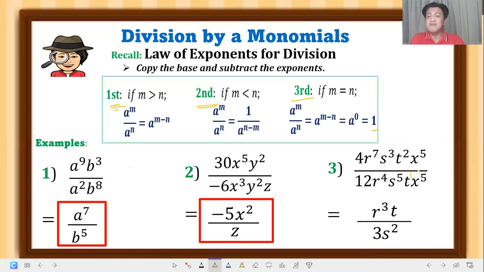If we notice, the base x is the same, and the exponent is still the same. Let's apply the third condition. That means 5 minus 5 is 0, right? What is the value of x raised to 0? That is 1. So 1 times r cubed times t, it stays the same. That means it is already multiplied. So the final answer is this: r cubed t over 3s squared.